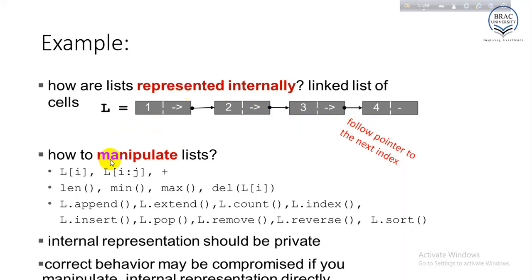So how do we manipulate lists? We know many kinds of built-in functions: length, min, max, del, append, extend, count, index. So where are these methods written? They are written in the class of lists, which is built in for us, or somebody has already written the class for us, and we are just using the class, creating objects of lists and manipulating the lists by using their written code, or their written methods and attributes.